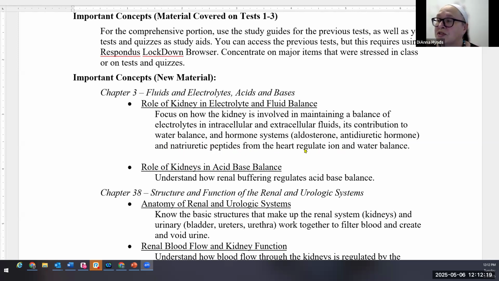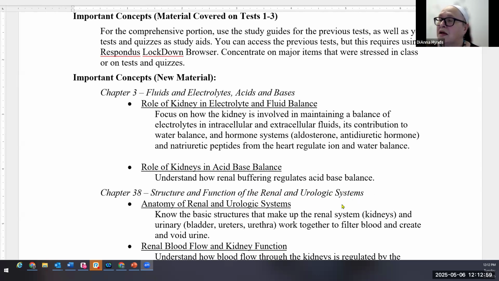Some of the hormones that we talked about were aldosterone, antidiuretic hormone, and the natriuretic peptides from the heart, and how each one of these is used to regulate ion and water balance. Ions are charged particles; those are the electrolytes that I'm talking about. And then also how the kidneys function in maintaining acids and bases. So understand how the kidneys buffer acids and bases to maintain the acid-base balance.